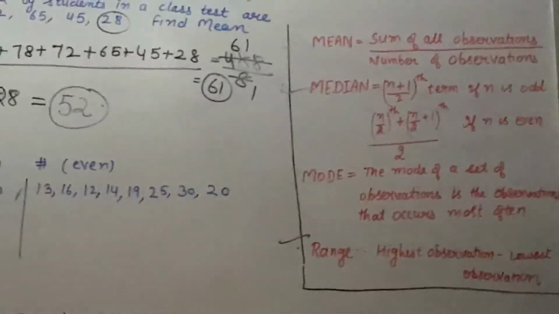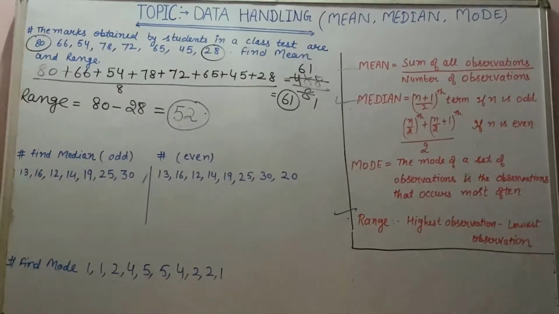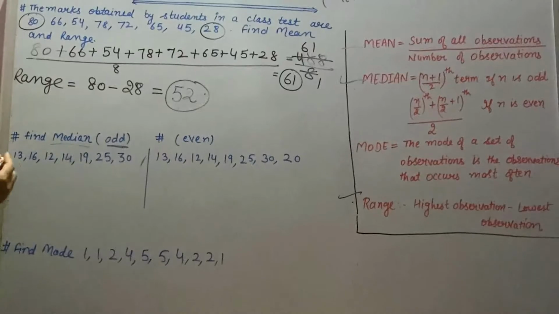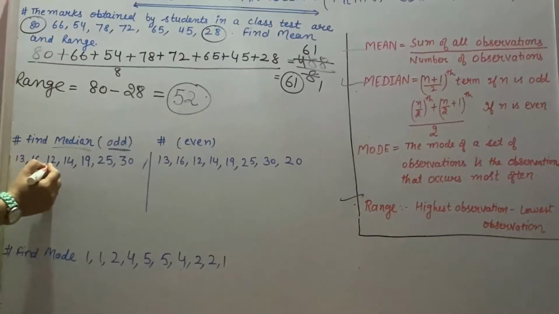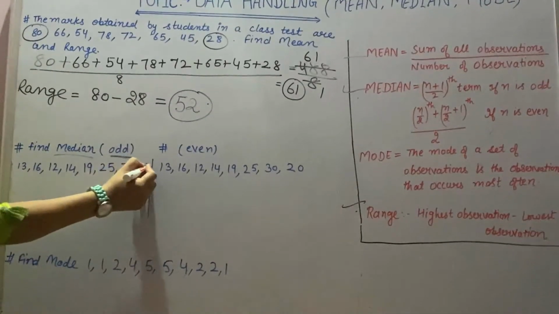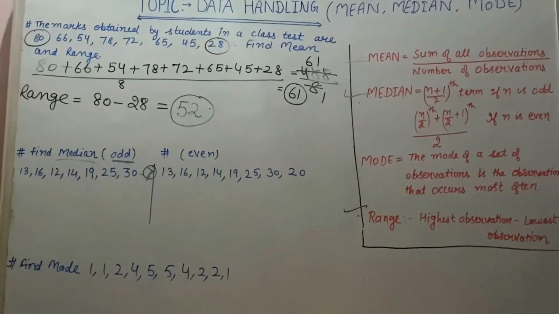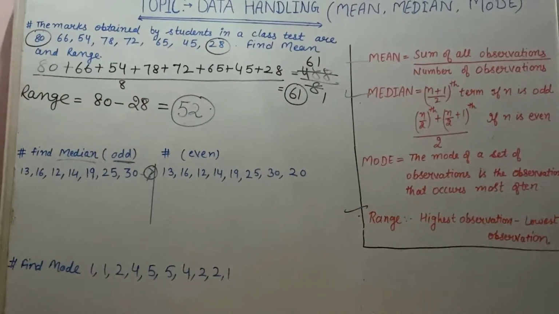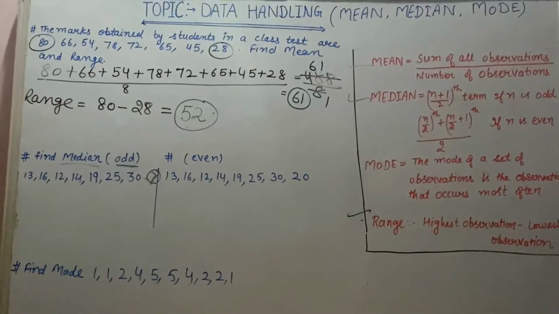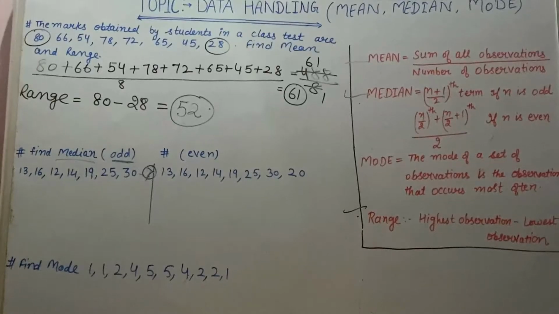Let's take an example to understand this in a better way. First is the median when n is odd. There are 1, 2, 3, 4, 5, 6, 7 terms. Here we have 7 terms and 7 is an odd number. To find out the median, first we arrange the terms in ascending order. You know what ascending order is? From the smallest term to the highest term.